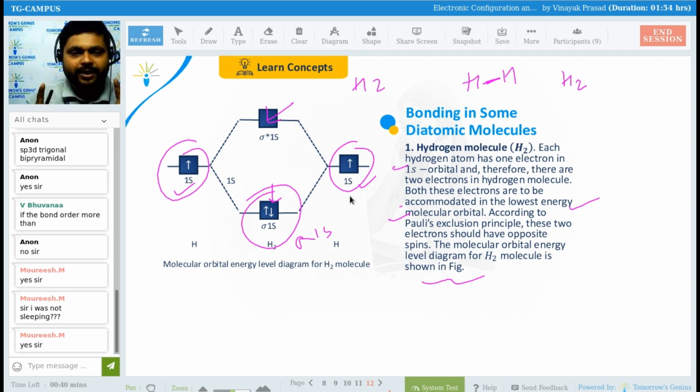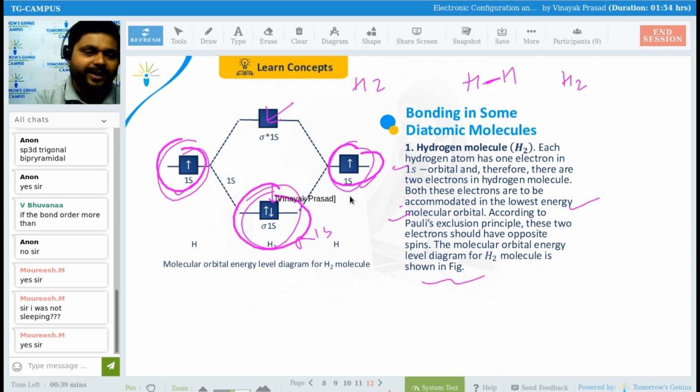H2 molecule. It means what? See here, the figure, please. You will be able to understand. 1s will be combining with another 1s, so there will be sigma 1s. You may be asking, sir, will there be anything here? No, because 2 electrons have combined. First of all, the lower energy will be filled.